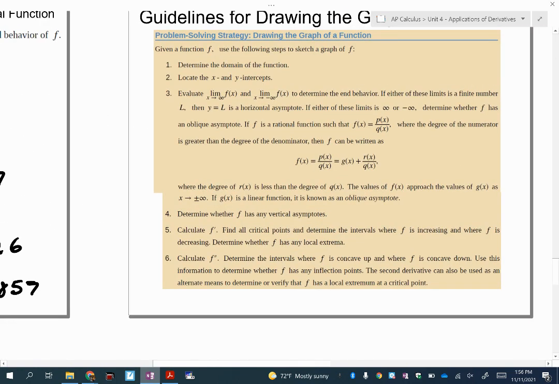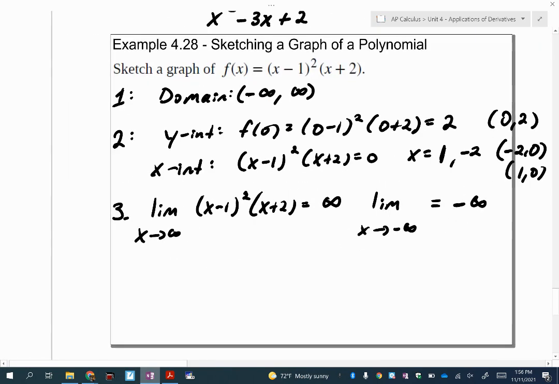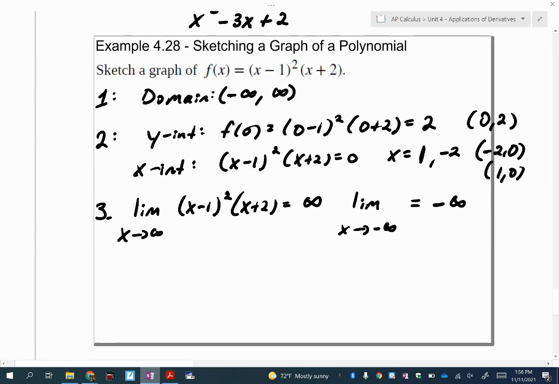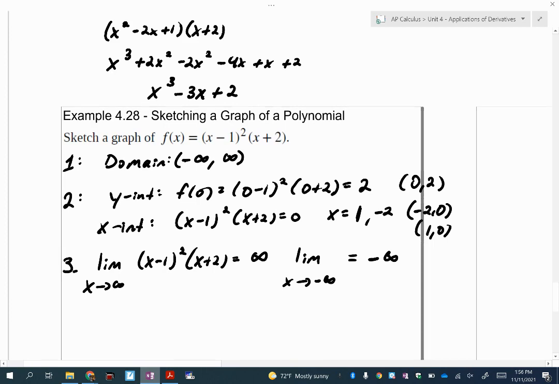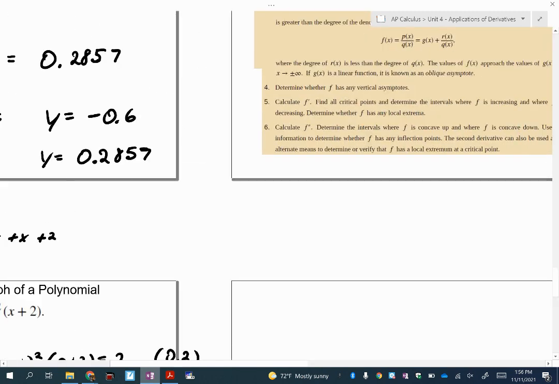Step 4, determine whether f has any vertical asymptotes. Vertical asymptotes, really when you're thinking about this, that would be whatever makes the denominator of a rational function undefined. This is not a rational function, right? They give it to us factored, but I just distributed it out and saw it's a cubic trinomial, so we're not going to have any vertical asymptotes.